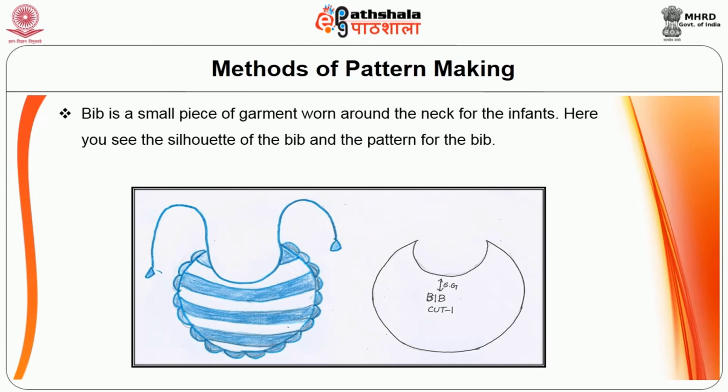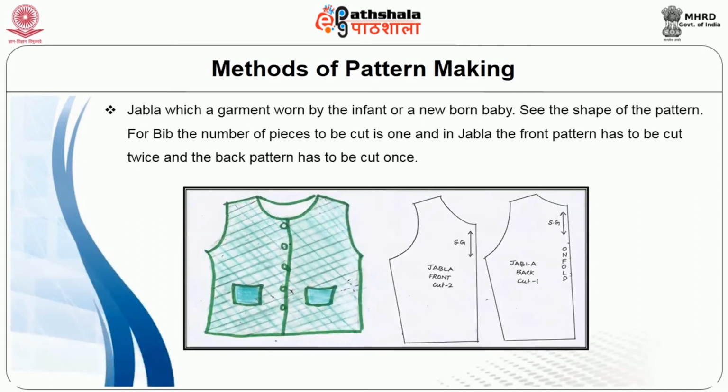A bib is a small piece of garment worn around the neck for infants. Here you see the silhouette of the bib and the pattern for the bib. Next is the jabla, which is a garment worn by an infant or a newborn baby. See the shape of the pattern. For the bib, the shape is different, and for the jabla, the shape is different. The number of pieces to be cut for the bib is 1, and in the jabla, the front pattern has to be cut twice, whereas the back pattern has to be cut only once.